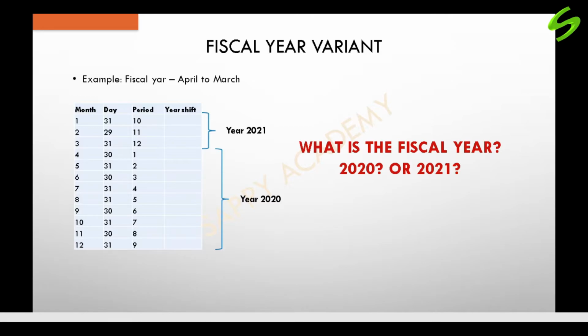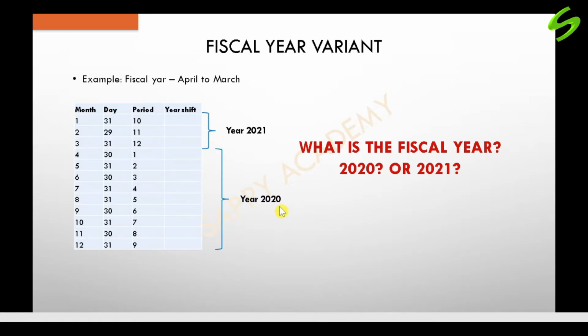Now to define year shift, we need to understand which year we want to make it as a fiscal year. Okay, because our period is falling in 2 different years. Like the April to December is in 2020, for example, and the next 3 periods are falling in the next year. That is January, February, and March are falling in 2021. So which year system is going to consider when this situation happens? So what is the fiscal year? Is it 2020 or 2021?